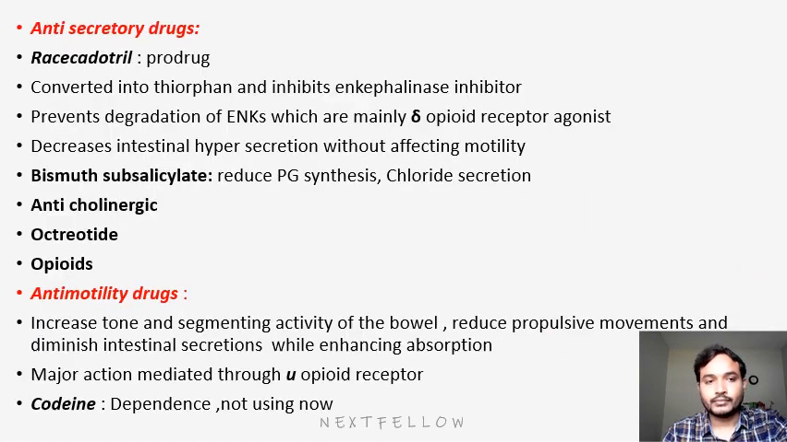Next, anti-secretory drugs. Anti-secretory means we have to decrease the intestinal secretion by using drugs like racecadotril. It is a prodrug. It is converted to thiorphan, which inhibits enkephalinase, preventing degradation of enkephalins, which are mainly delta opioid receptor agonists.